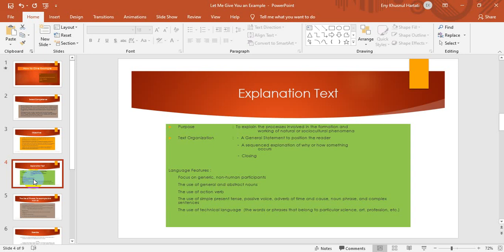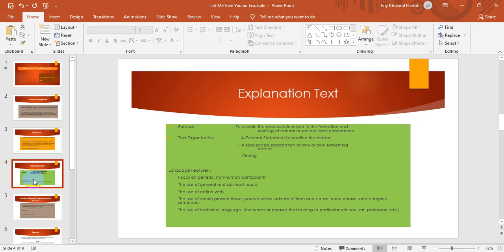And then when we write explanation text, actually we will use any kinds of language features. The language features of the explanation text, those are focused on generic non-human participant. They focus on generic, I mean something general, and then non-human participant. The participant here non-human, so it means the things.